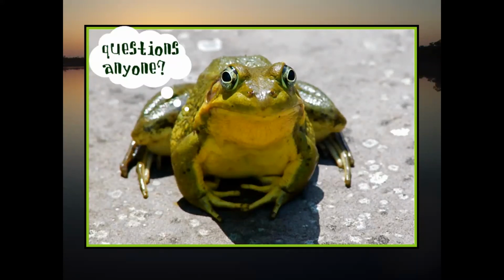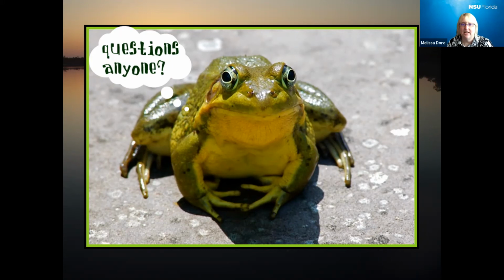How would you even know if that was a transplanted turtle? We actually did tagging on them. We put little tags on them, as well as we did genetic sampling. So yes, we have many ways of doing that.